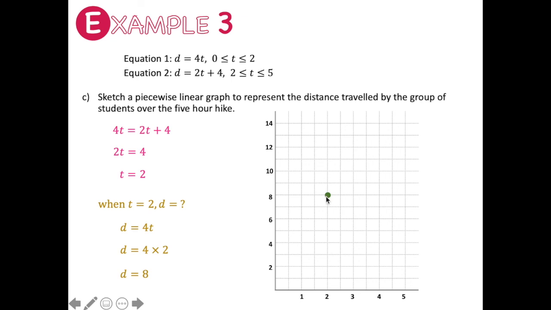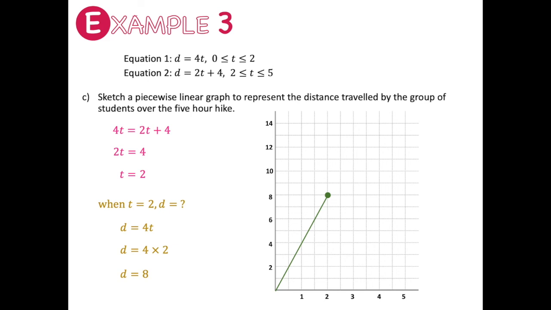So then I can go ahead and draw in my first equation. When d is equal to 4t and t is equal to 0, then my d value is also going to equal 0. So I can draw a straight line down to my (0, 0) origin, which for this question makes sense because we're looking at bushwalking and they're starting off at the camp. So they're 0 kilometers from their camp at 0 hours.